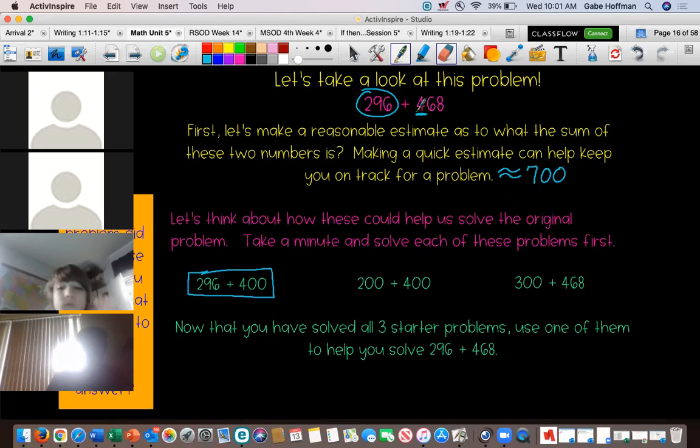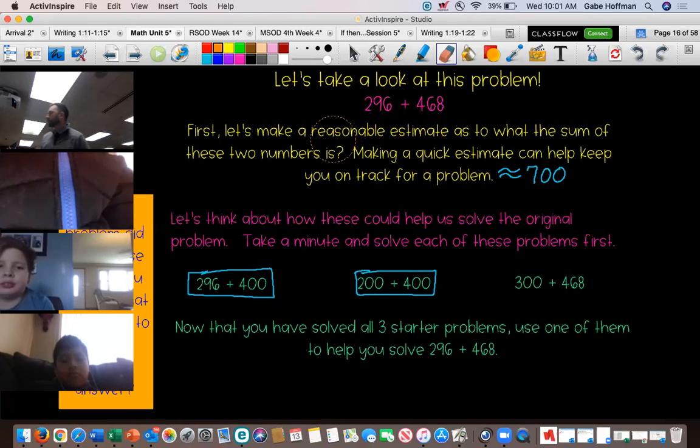The second starter problem, where do you see 200 and where do you see 400 in the original problem? Corbin, when we look at 200 plus 400 and we look up at that original problem, 296 plus 468, where do we see 200 and 400 in the original problem? In the hundreds place? Yeah, in the hundreds place. So we're just adding the hundreds place from both numbers to start on that one.